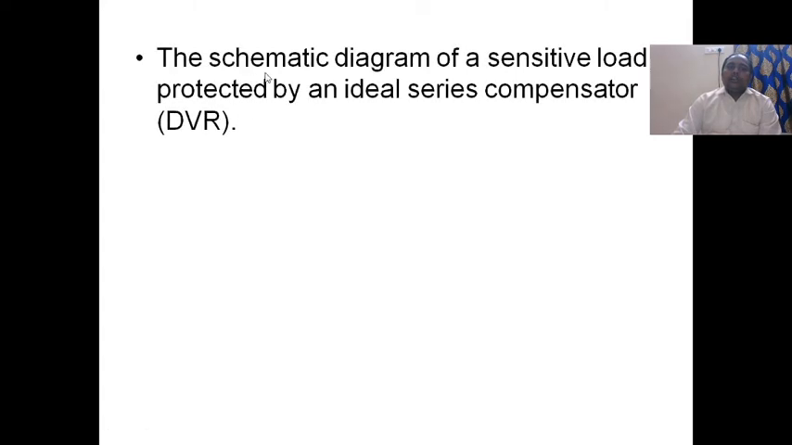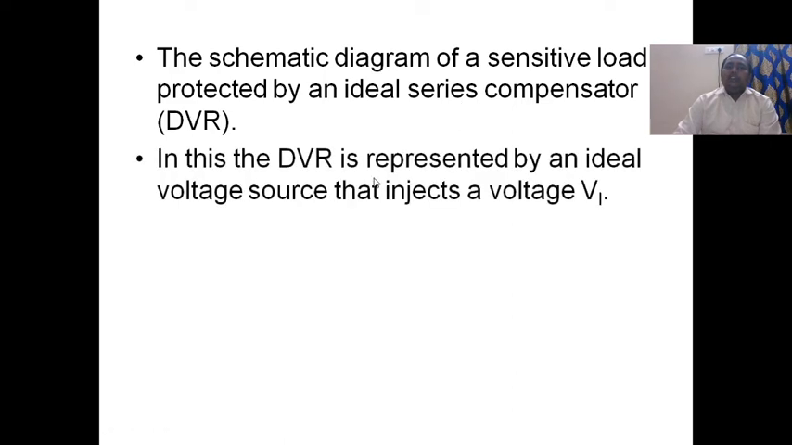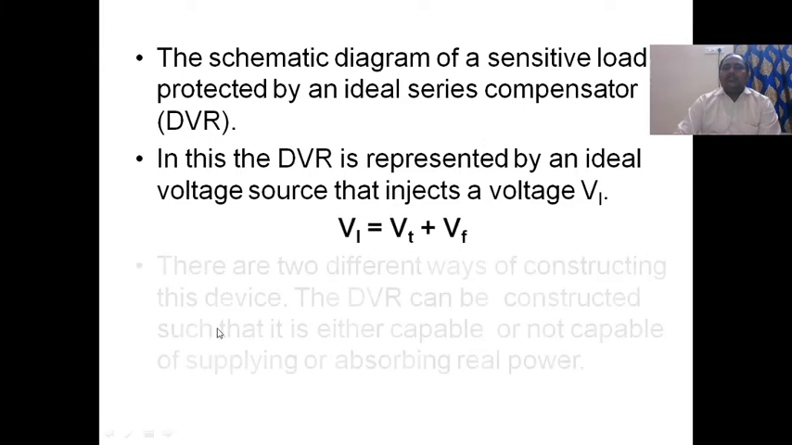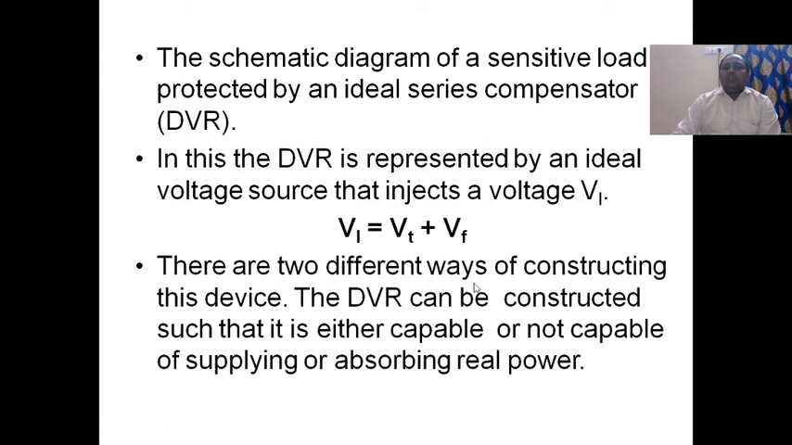The schematic diagram of a sensitive load protected by an ideal series compensator. In this, the DVR is represented by an ideal voltage source that injects a voltage VI. VI is equal to VT plus VF. There are two different ways of constructing this device. The DVR can be constructed such that it is either capable or not capable of supplying or absorbing real power.